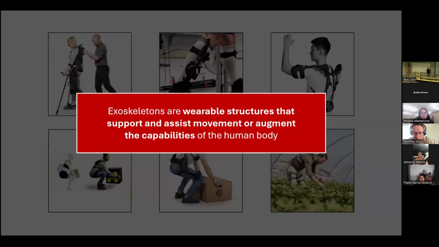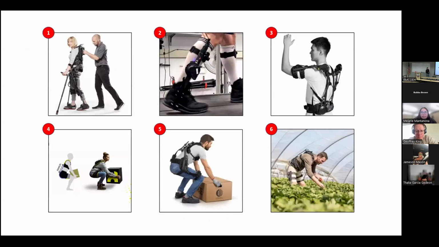So first, a brief overview of just what exoskeletons are. I really like this definition. Exoskeletons are wearable structures that support and assist movement to augment the capabilities of the human body. And I just put a couple examples up here on the slide.